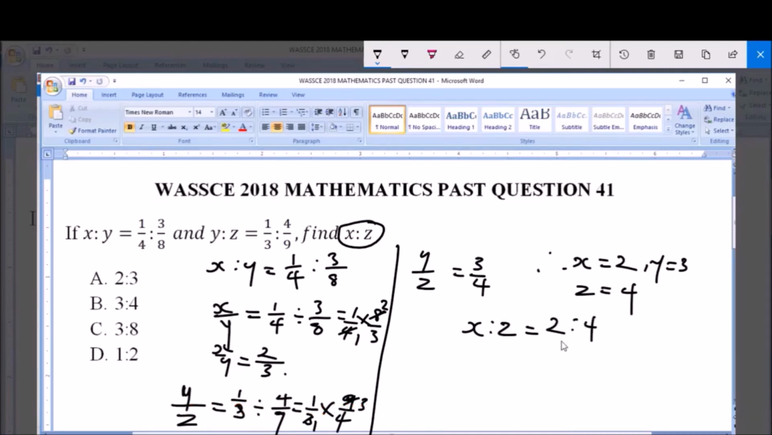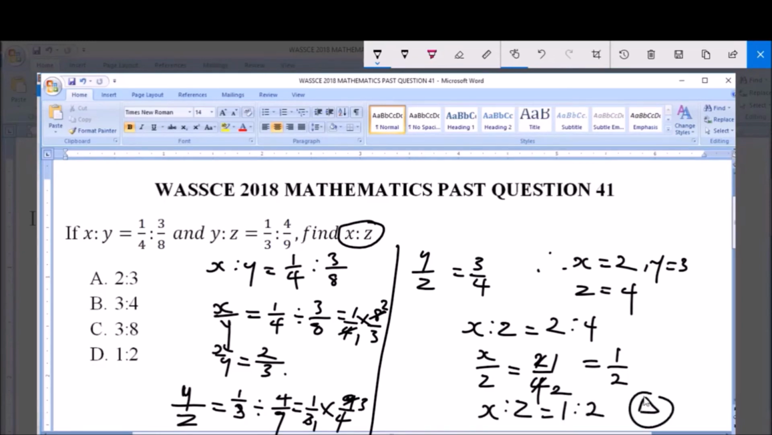And since we know that x ratio z is equal to 2 ratio 4, that means x over z is equal to 2 over 4. 2 into 4 will give us 2, and this is equal to 1 over 2. So x ratio z can be written as 1 ratio 2, and that is option D. So option D is the correct answer.